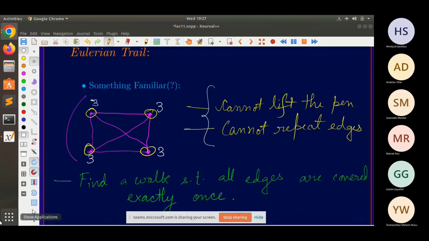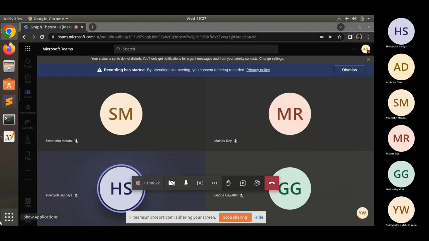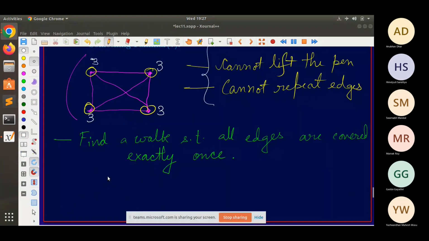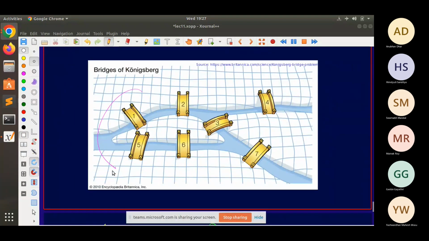Yes. Also, my screen is visible, right? Screen visible, audible. Yeah. Okay. And the same thing happens in here as well.